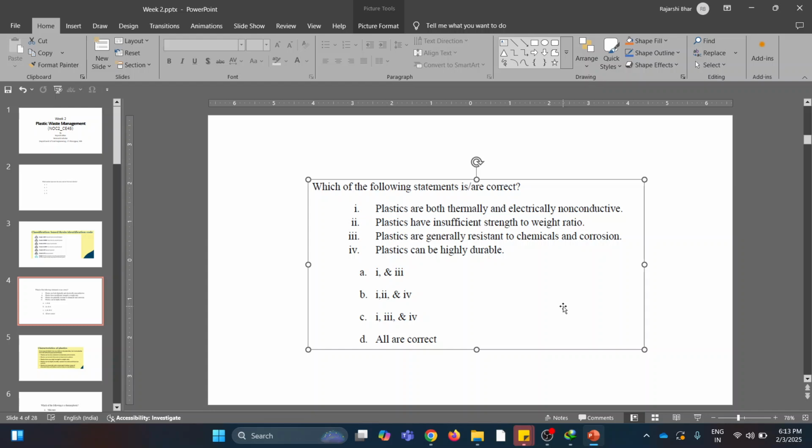Option C, that is plastics are both thermally and electrically non-conductive. That is correct. Then plastics are generally resistant to chemicals and corrosion. That is also true. And they are highly durable. That is also true. As a result, option C is the correct answer.